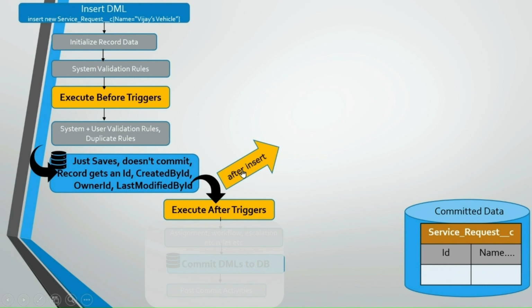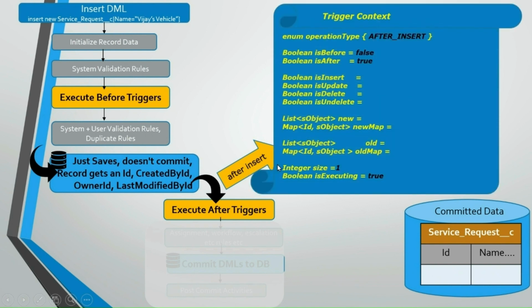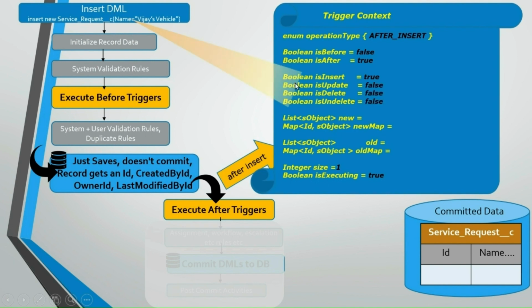So for the after insert, the trigger context variables are going to have these values. The operation type is after_insert, and is after is going to be set as true, is before is going to be set as false. And these four boolean variable values depend on the type of the DML. Here the type of the DML is insert. That is why is insert is going to be set as true. The remaining three boolean values will be assigned as false.